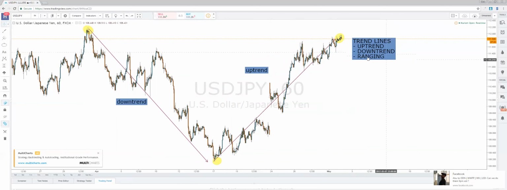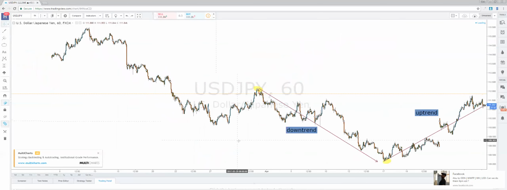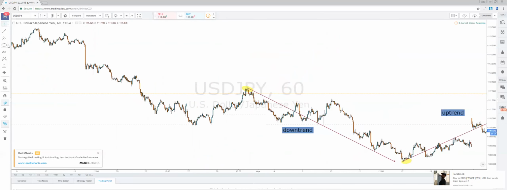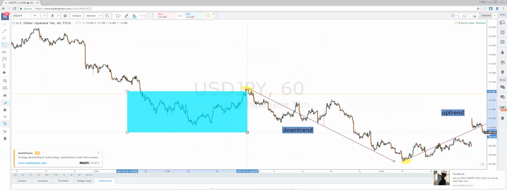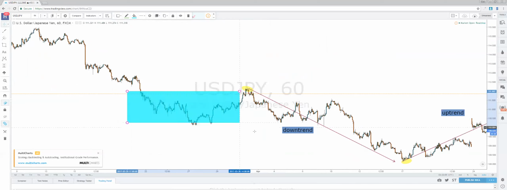Now, when it's ranging, it means it's doing something like this. This is what it means when it's ranging. In a Forex market, when it's ranging, it means that it's not necessarily doing an uptrend, and it's not necessarily doing a downtrend. It's just kind of going up and down, up and down, like this. This is what's called ranging.